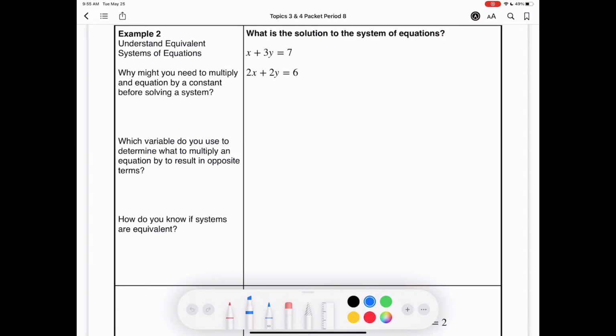So let's look at the x's first. Do they have the same coefficient and opposite signs? No, one has a coefficient of 1, one has a coefficient of 2, they're both positive. For the y's, one has a coefficient of 3, the other has a coefficient of 2, and they're both positive. So what do we do now? Do we have to go back and use substitution? No, we can still use elimination, but we have to take an extra step before we can eliminate a variable.